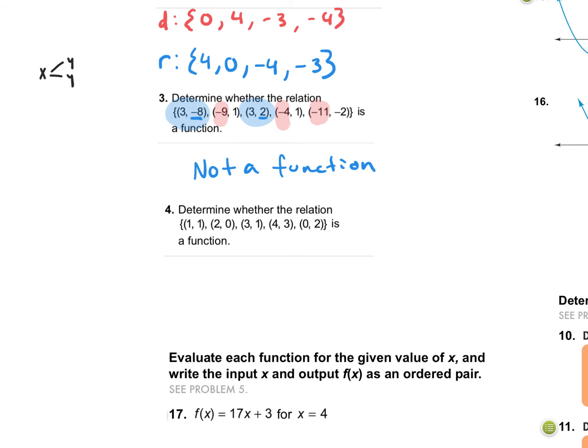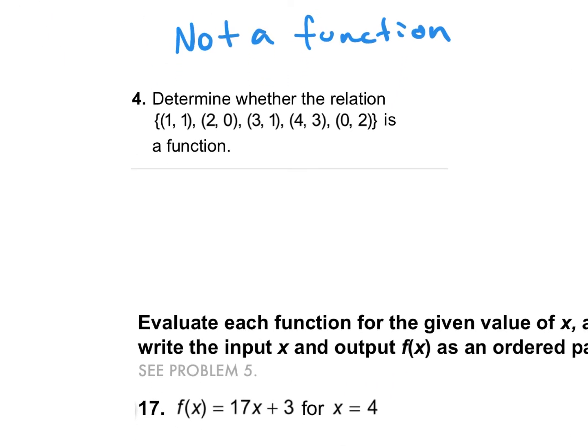For number 4, determine whether the relation is a function. Again, we do the same thing. See if any x values repeat. So we have 1, 2, 3, 4, and 0. Nothing repeats, so this is a function. Yes, a function.